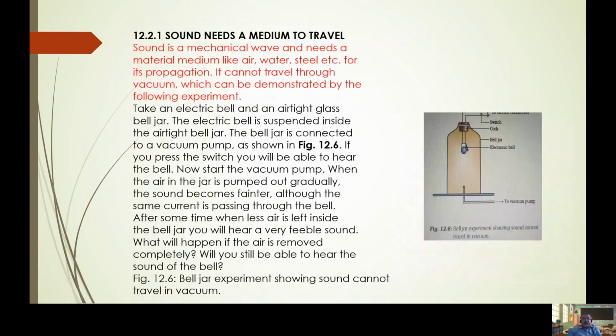Sound needs a medium to travel. Sound is a mechanical wave and needs a medium like air, water, steel, etc. for its propagation. It cannot travel through vacuum, which can be demonstrated by the following experiment.